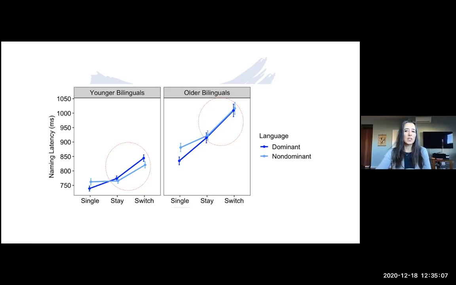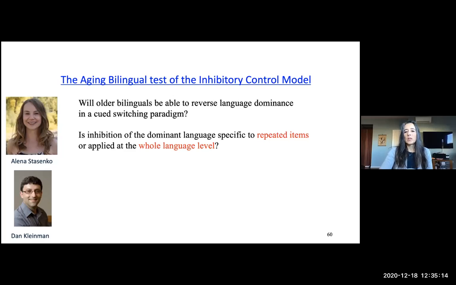There are other interpretations of this data pattern though, and if you want to know about that, you can ask me later. We also wanted to try to start understanding, where is this inhibition being applied? Is this something to do with repetition, like we saw it seemed to be increasing with repetition in the mixed language block in that study that Dan did with the hundreds of bilinguals, or is it applied at the whole language level, or could it be both?